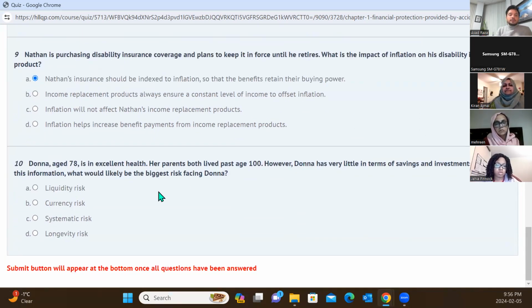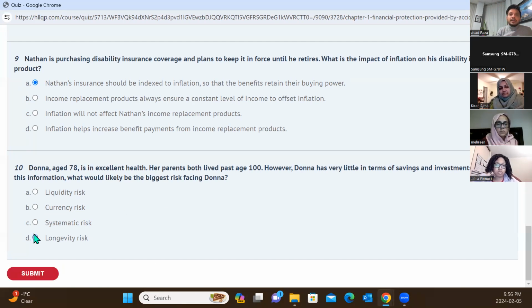Number 10. Donna, age 78, is in excellent health. Her parents both lived past age 100. So, longevity. She is age 78 and still in excellent health. Her parents both lived past age 100. However, Donna has very little in terms of savings and investments. Based on this information, what would likely be the biggest risk facing Donna? The answer is going to be D, longevity risk.